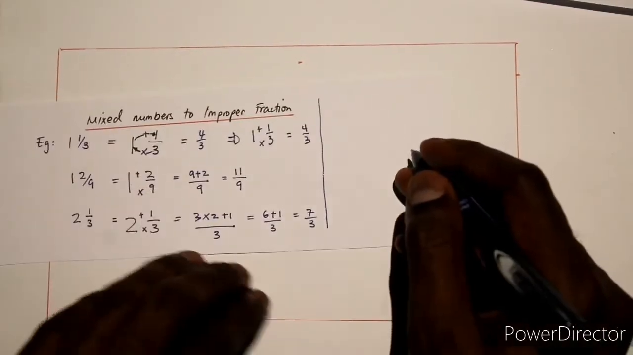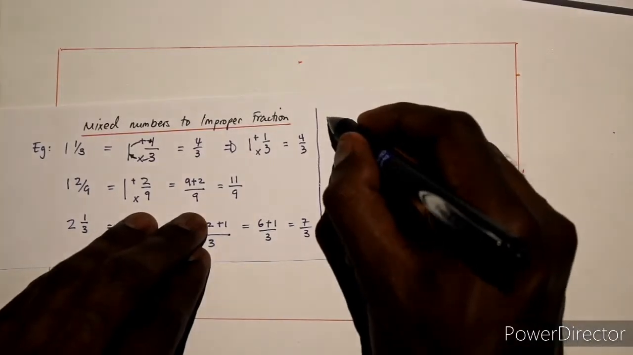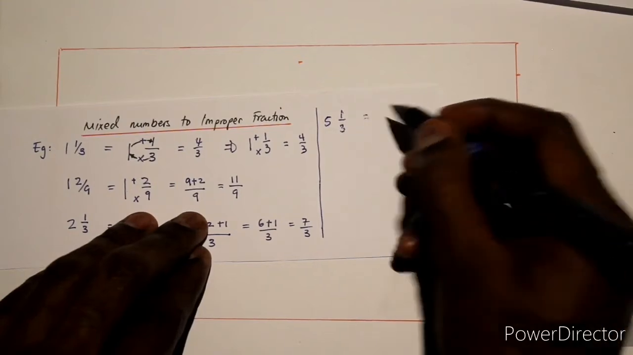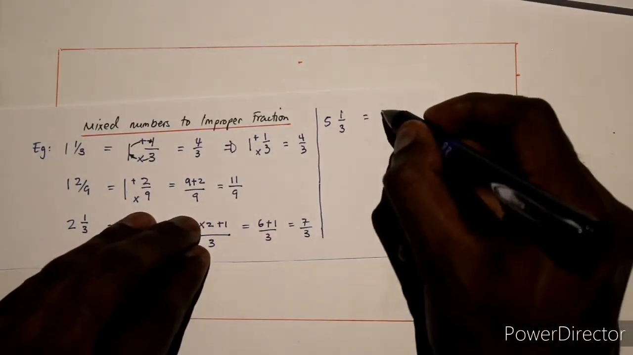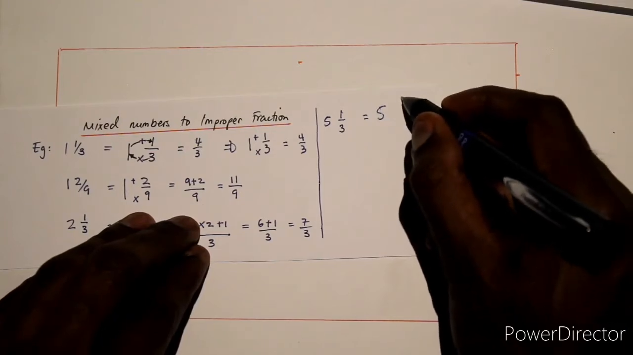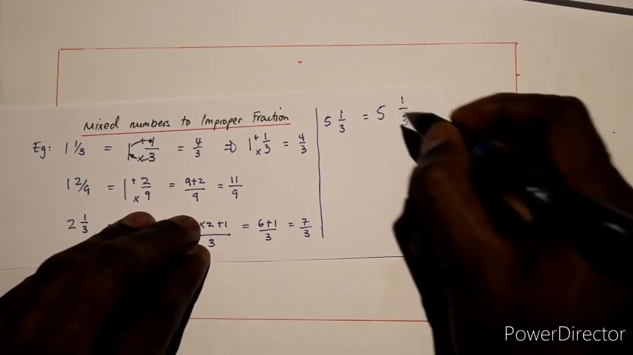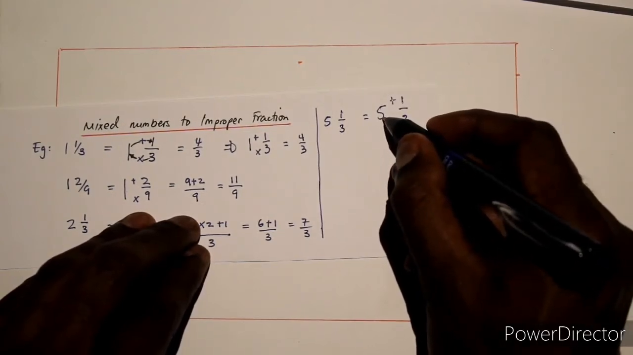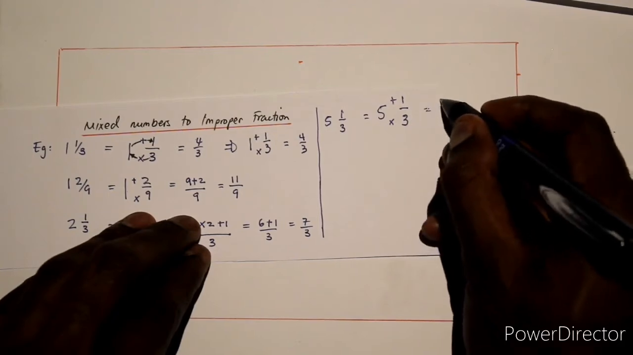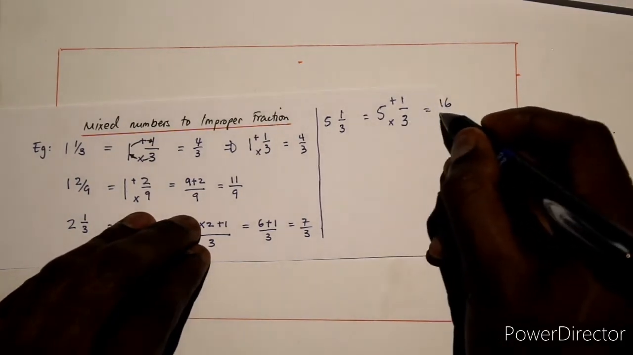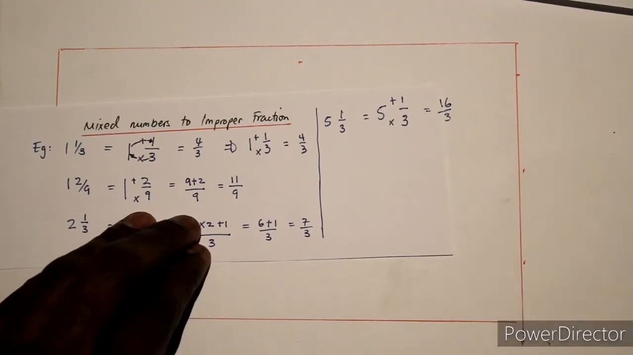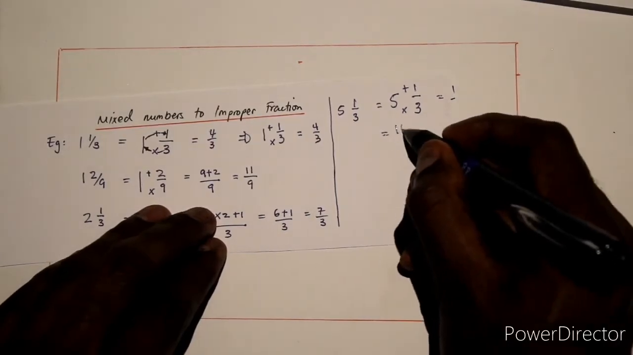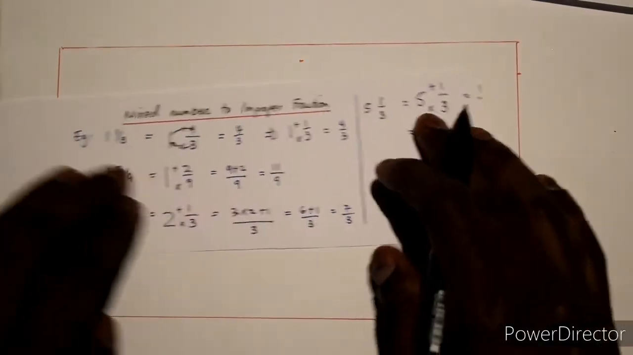Okay, let's try another one. Let's say we have 5 whole 1 over 3, convert it to an improper fraction. Then we will write down our 5, 1 over 3. 3 times 5 is 15 plus 1 is 16, so we will have 16. Same denominator across, you should have 16 on 3, an improper fraction. Okay, you should have 16 over 3.